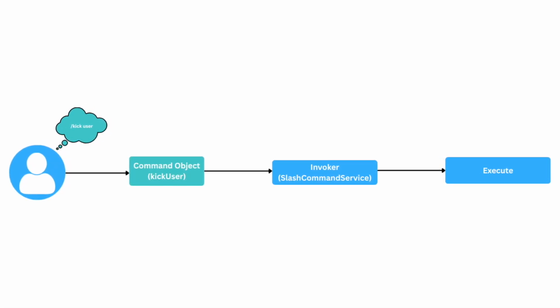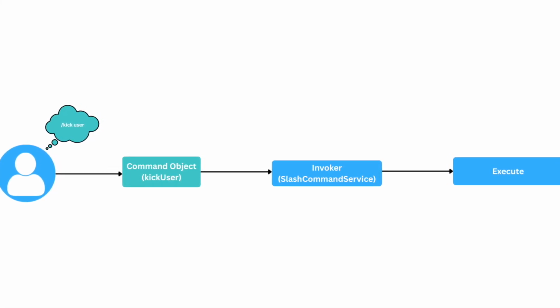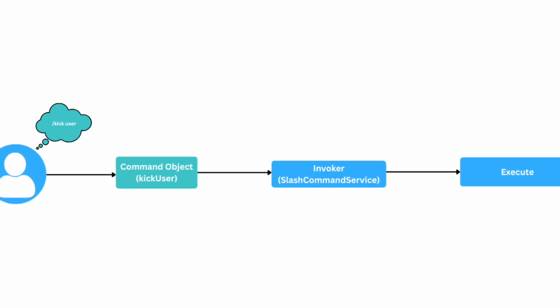If we want to add a new command later, like slash ban, we just create a new class. We don't break existing code.